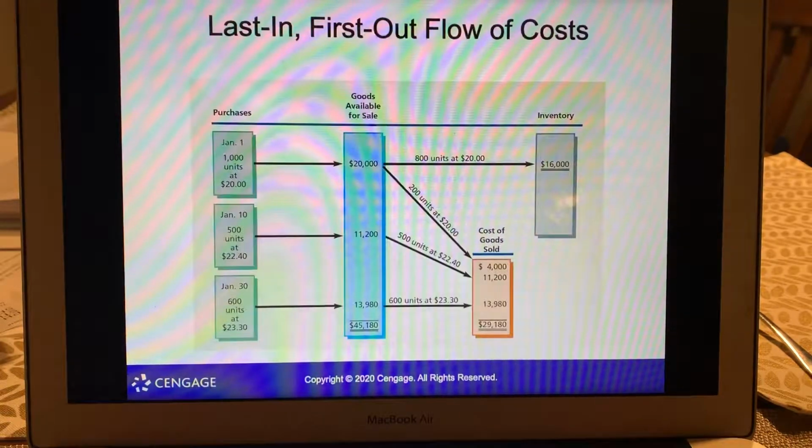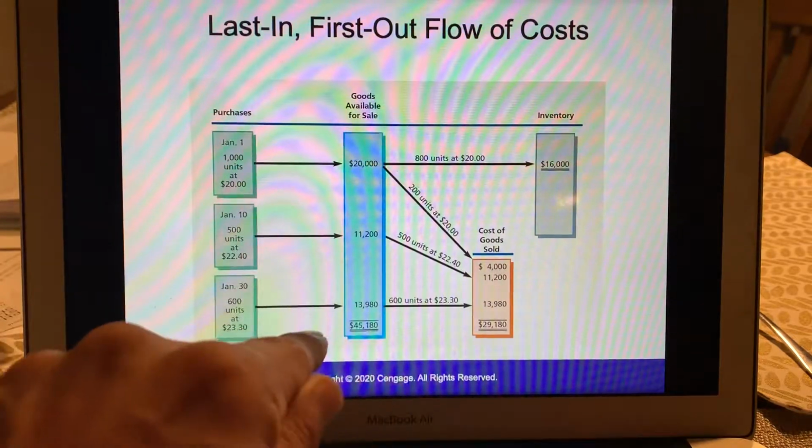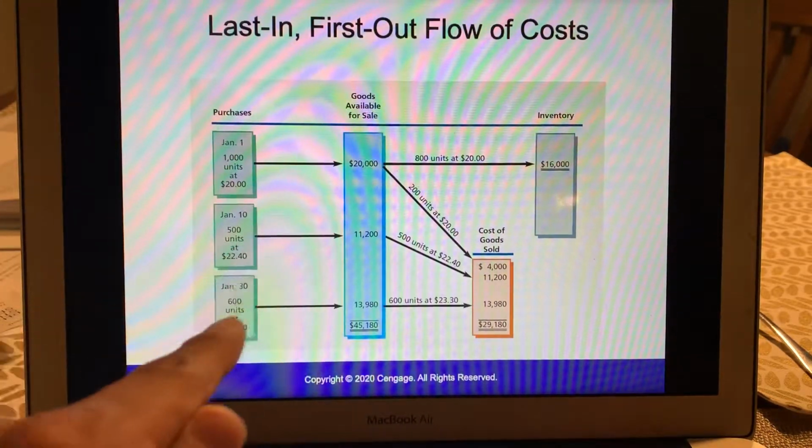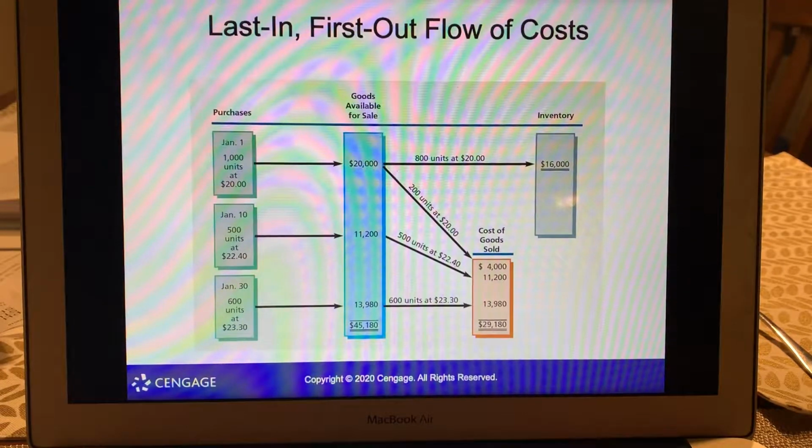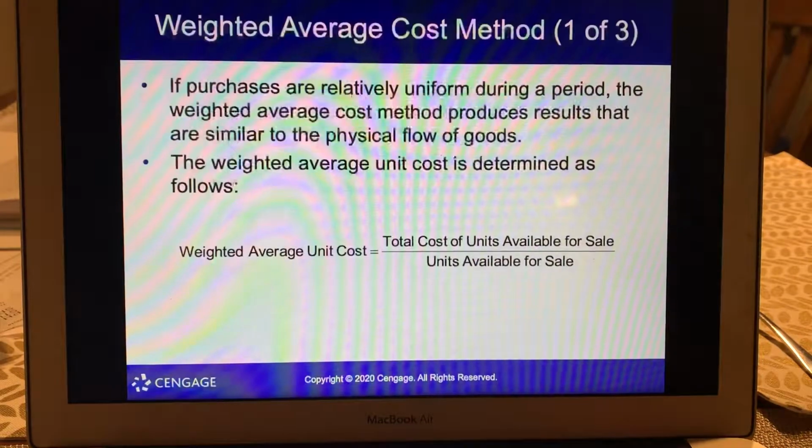Okay. Again, this shows the breakdown, but notice this is a little bit different because this is last in. So the last items in, or units in, are going to be the ones that are going to go out first and be expensed out. Okay, so that's what this is showing.